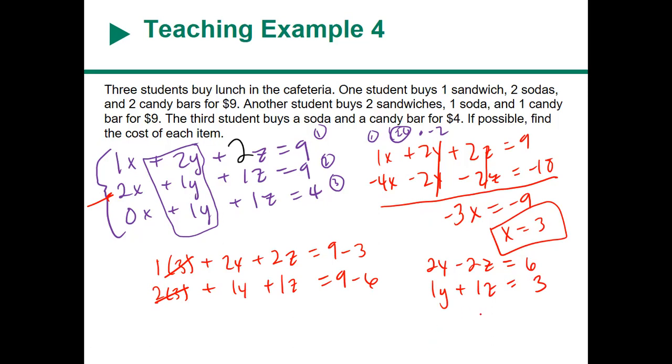So this could be an easy substitution problem. I can get y by itself and plug in for z. Which way you choose to go through and solve it is ultimately going to be up to you. Or I can do elimination and multiply everything down here by -2, which probably is the best thing to do.